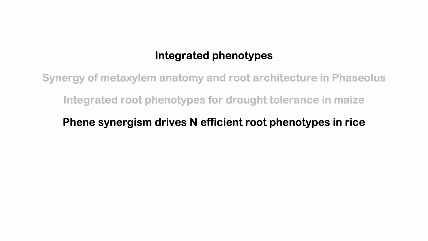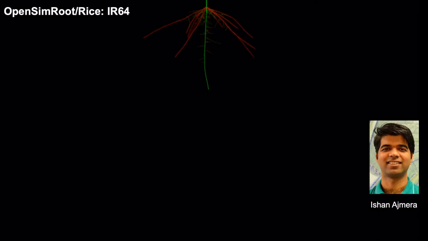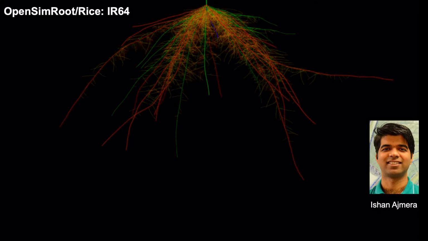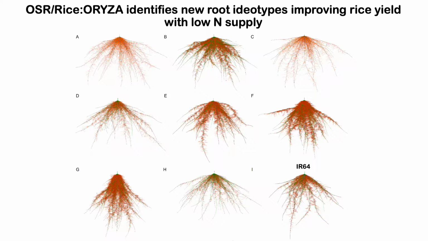The third example I will present is phene synergism for nitrogen efficiency in rice. This research is led by Ishan Ajmera. Ishan developed a rice implementation of OpenSimRoot. Here we see the reference phenotype IR64. Linking OpenSimRoot to the crop model ORYZA identified 8 root phenotypes with superior yield under low nitrogen supply than IR64.